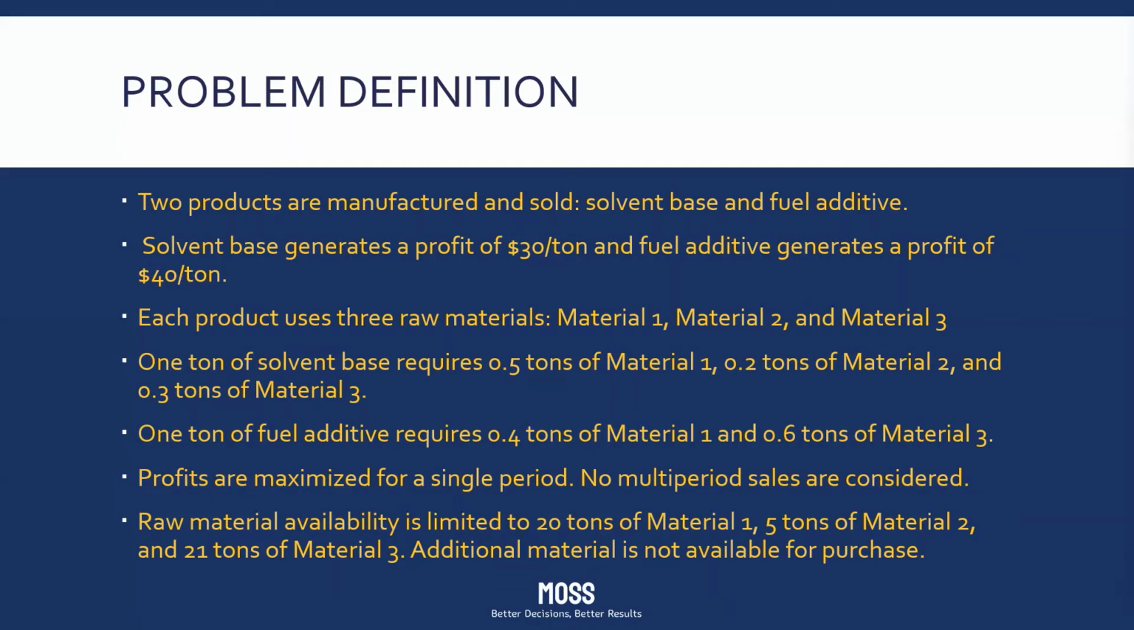We want to maximize profits for a single period. We're not considering any multi-period sales. And we know the raw material availability is limited to 20 tons of material 1, 5 tons of material 2, and 21 tons of material 3, and that we cannot purchase or procure any additional raw materials.